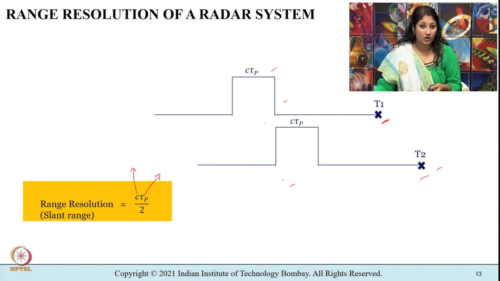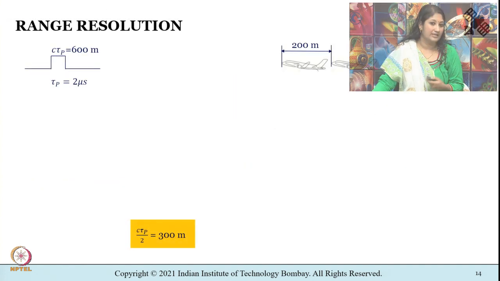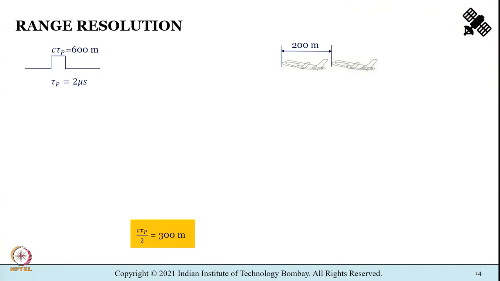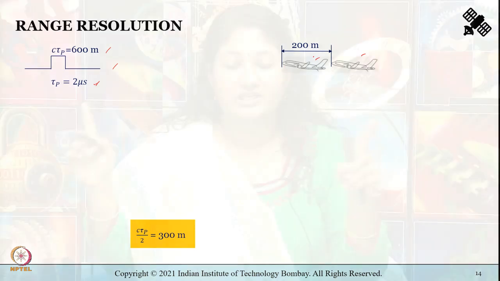Just to understand the concept of range resolution, let us discuss a small example. Shown here is a pulse with pulse length C tau p given as 600 meters, because tau p is 2 microseconds. And assume this pulse is trying to detect two aircraft, let these be T1 and T2, two targets, which are at a distance of say 200 meters. Now, the distance I am measuring is from the nose of one aircraft to the nose of the other aircraft. So, the aircraft are close apart so that their distance is 200 meters.